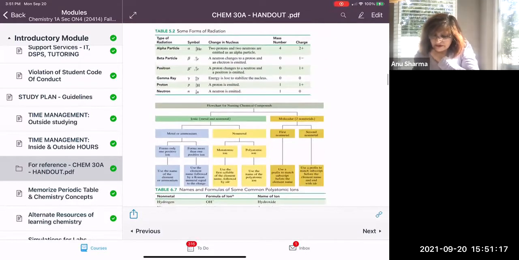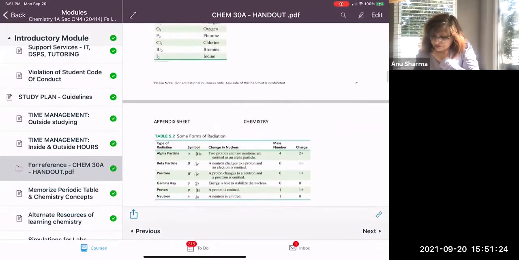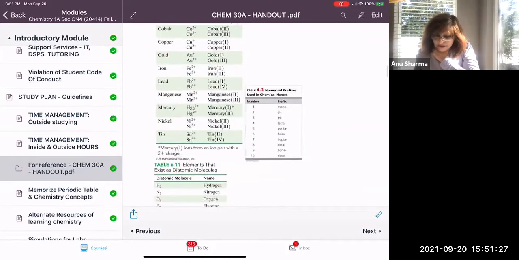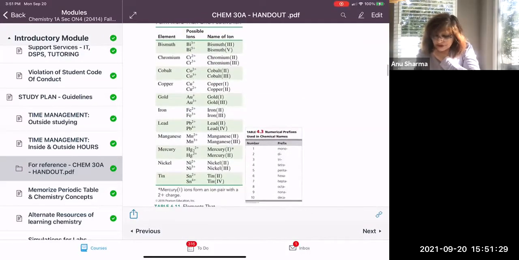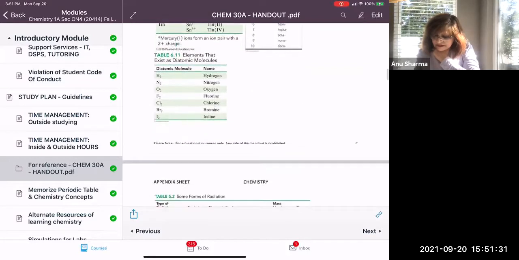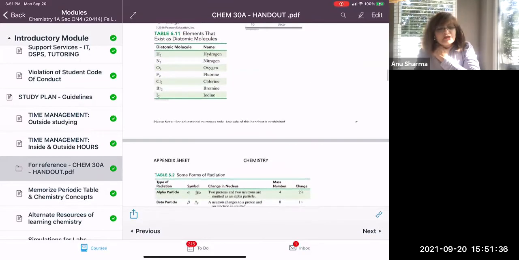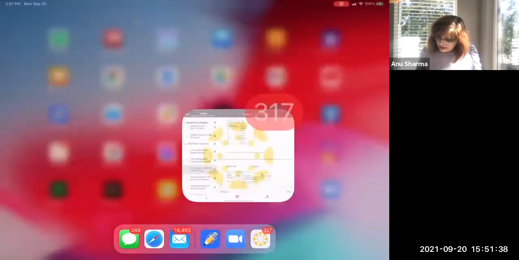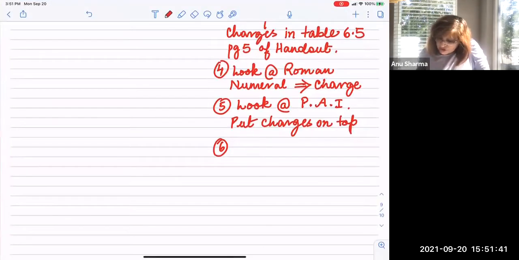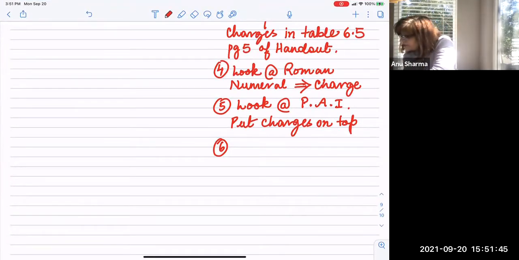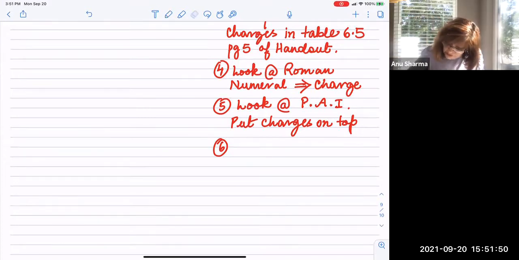The flow chart to do the naming is also here, which you can refer to. I generally don't follow that, but I follow my own method here, which I'm teaching you. So this is the next page you will need. At least pages 5 and 6, you need to know that. Now let's go back to here. I forgot which page that was again. 6.7, page 6. Okay.